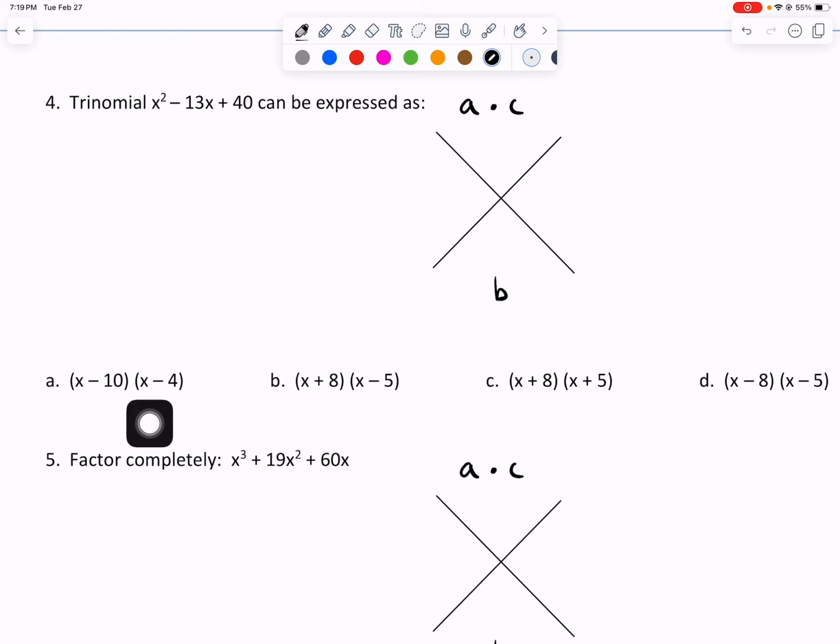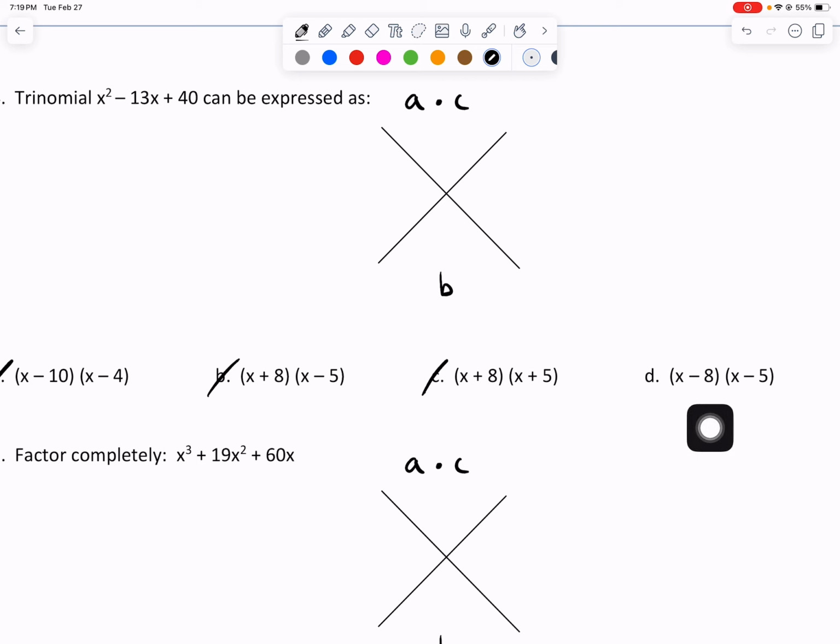Negative 10 and negative 4. Well, negative 10 times negative 4 gives us a positive 40. However, negative 10 minus 4 gives us negative 14. A doesn't work. 8 times negative 5 gives us negative 40, so B doesn't work. 8 times 5 gives us 40, but 8 plus 5 gives us a positive 13, so it can't be C.